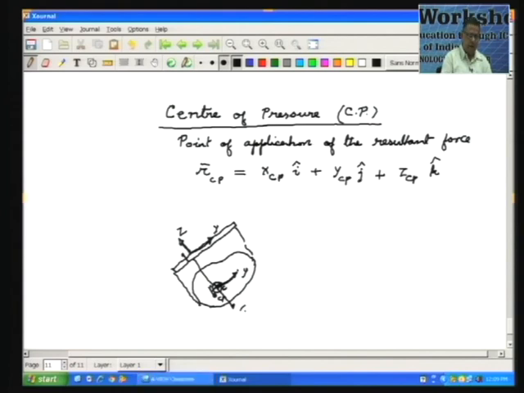Its view on this projection is here. So, you know that ZCP is 0. So, you want to find XCP and YCP. Now, the moment of this RCP cross the resultant force, this is the moment of the resultant force. So, we want to find RCP such that this is equal to integral of R cross dF.